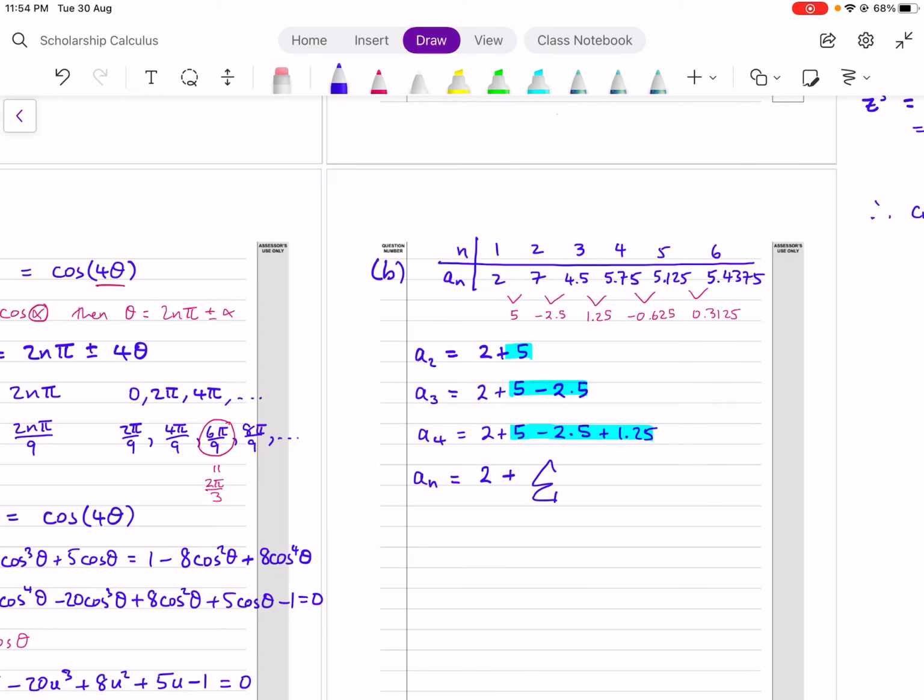So the first term of that sum is 5. That's often given the letter A. And the ratio of the terms is minus a half, and it's a geometric series. If you've never seen geometric series before, they're taught in NCEA level 2. Search up geometric series because there is a formula for them.